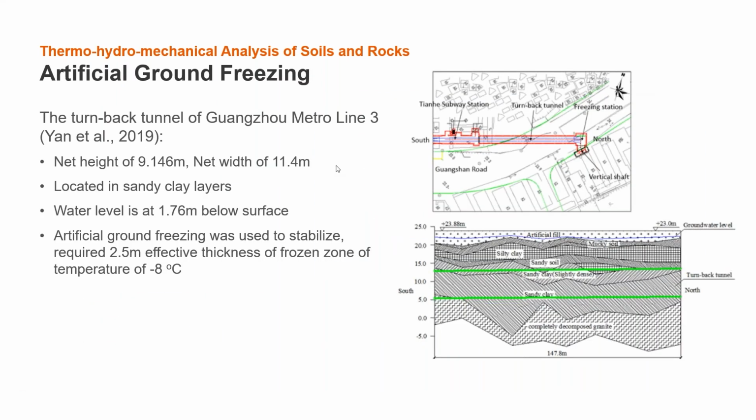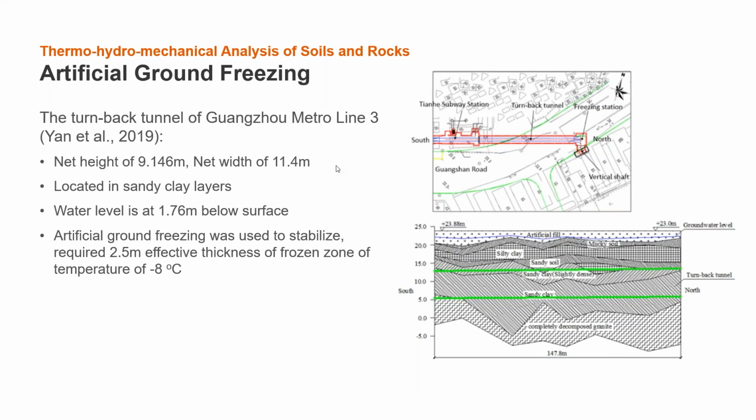The first application example I'm showing today is artificial ground freezing, or AGF. Ground freezing is perhaps one of the most popular ground support methods in mining, civil, and even environmental projects. It is sometimes the most preferred method because of its low impact on the environment.